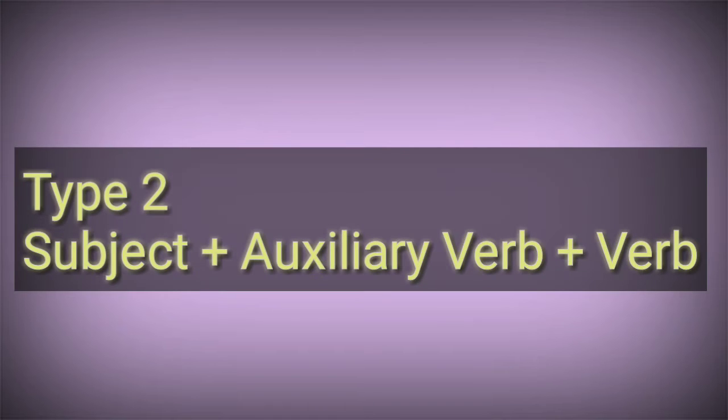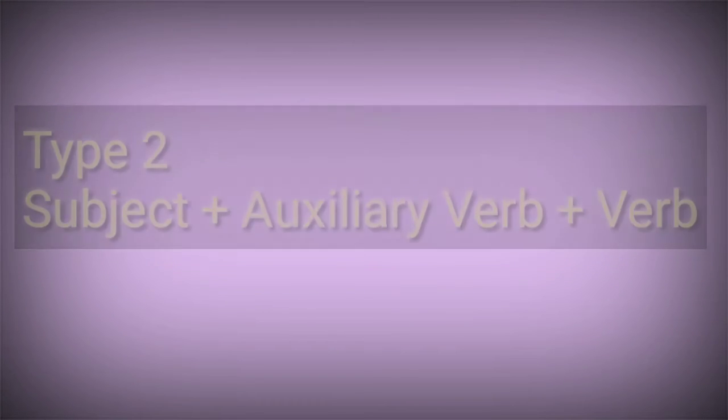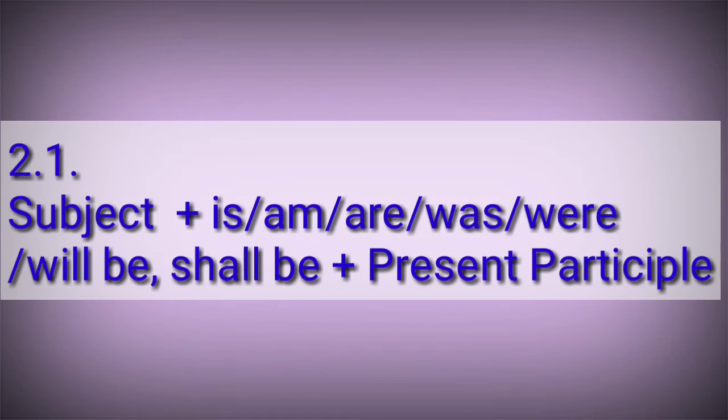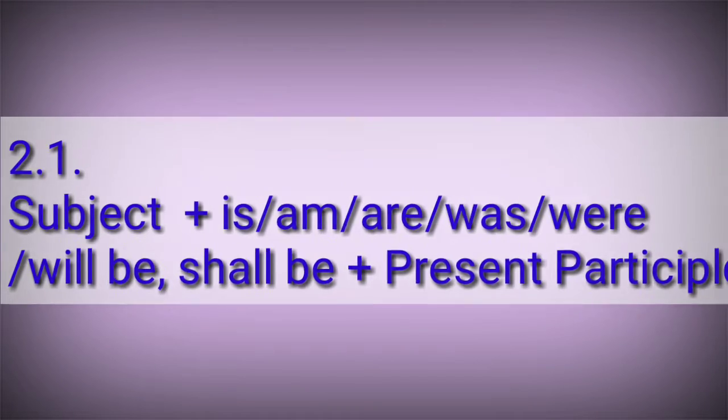Type 2. Subject plus auxiliary verb plus verb. Only the present and past forms of the verb can follow the subject without an auxiliary verb. The other forms need auxiliary verbs. If the subject is followed by is, am, are, was, were, will be, and shall be, the main verb will be in the present participle.